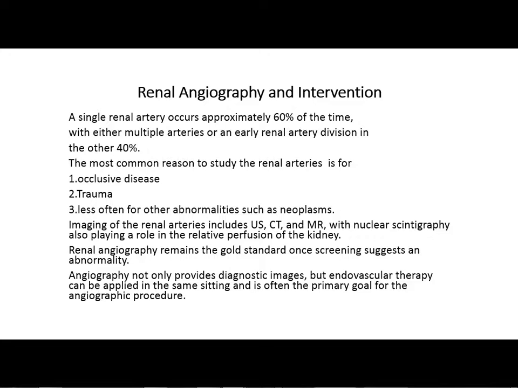The most common reason to study the renal artery is for occlusive disease and trauma, less often for other abnormalities such as neoplasm. Imaging of the renal artery includes ultrasound, CT, MR, with nuclear scintigraphy also playing a role in the relative perfusion of the kidney. Renal angiography remains the gold standard once screening suggests an abnormality. Angiography not only provides diagnostic images, but endovascular therapy can be applied in the same setting and is often the primary goal for the angiographic procedure.